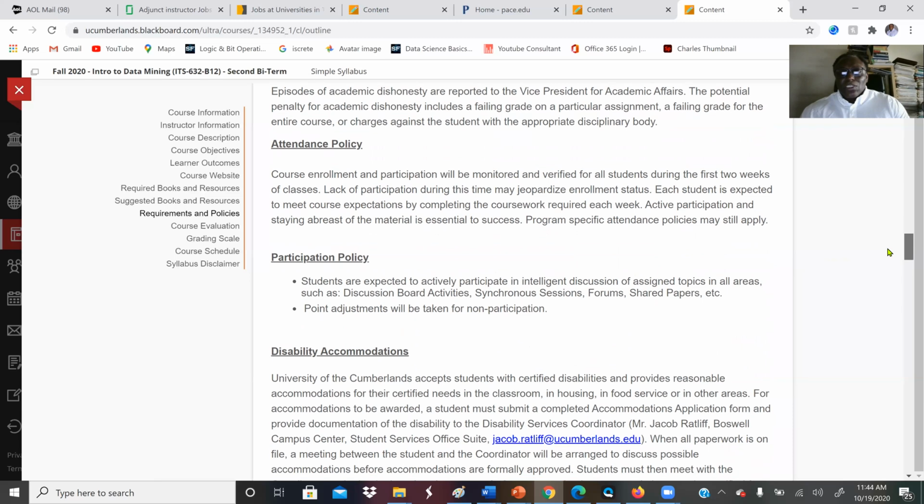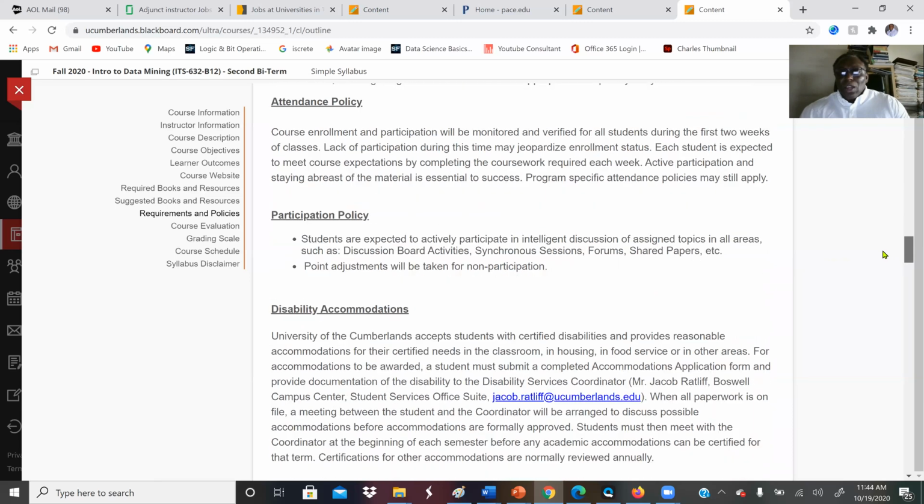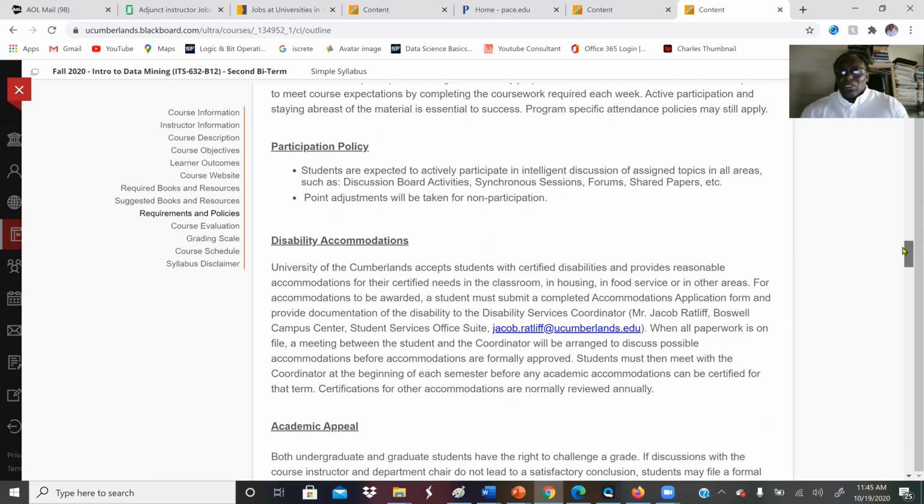Attendance policy: again, this is an online course, so we are required to submit our weekly assignments, especially the discussion thread. In the first week, if you don't participate in the discussion thread, you'll be dropped from the class. So by Wednesday, at least by the end of the week, you should post something on the discussion board, which shows that you are in the class. So that's the main attendance policy. The participation policy will also be based on the discussion board activities.